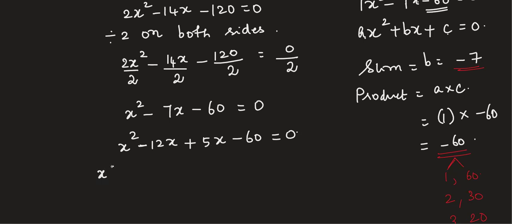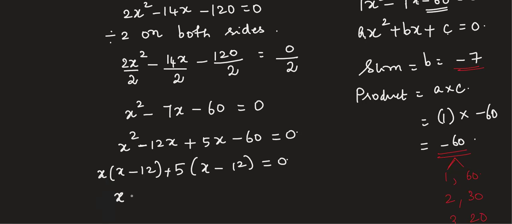Now let's take x common. So x into x minus 12 within brackets. Then for 5x and minus 60, we can take 5 as common. So 5 into x minus 12 is equal to 0. Check again. See, x into x will become x square, correct? x into minus 12 will become minus 12x, very good. Then 5 into x will become 5x, correct? 5 into negative 12 will become negative 60 is equal to 0, which means our calculation is right.